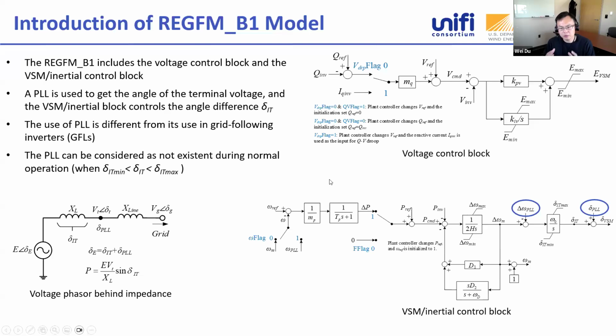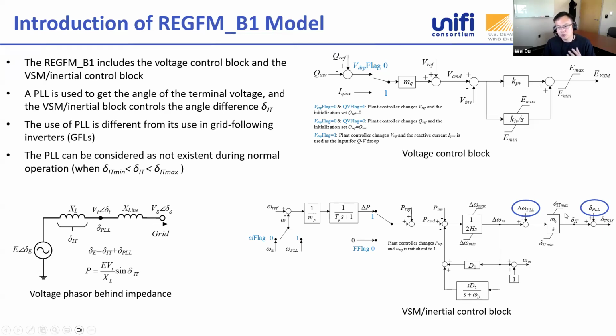The use of the PLL here is meant to address the phasor loss of synchronism I mentioned previously. So this PLL can be considered as non-existent during normal operation. Here we have a delta omega PLL and a delta theta PLL, and the integration of delta omega PLL is delta theta PLL. So you can see a minus sign here and a positive sign here, and they cancel out with each other during normal operation.